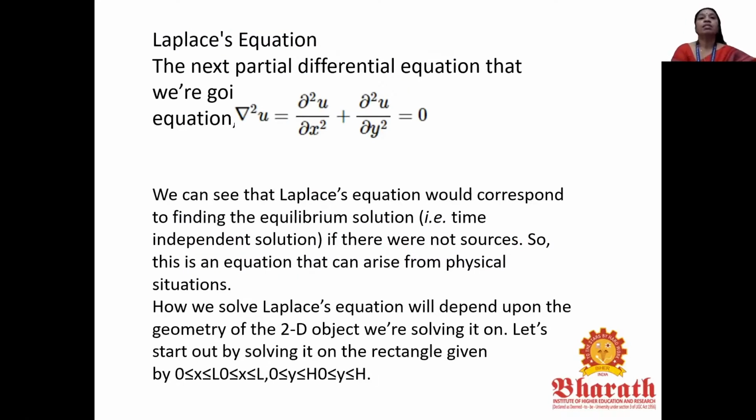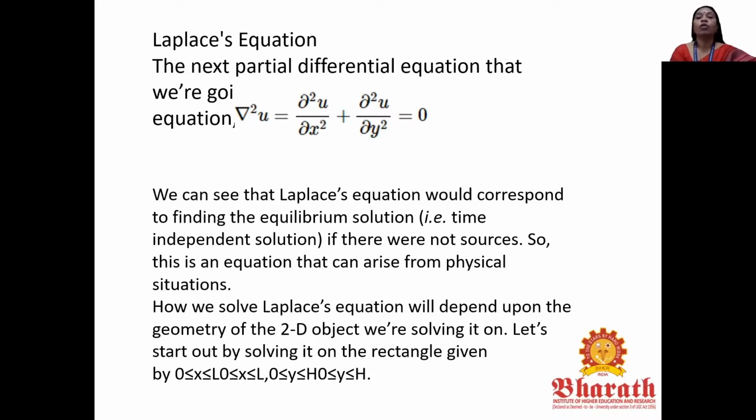Next is the Laplace equation. The next partial differential equation that we are going to see is dou square u, which is dou square u by dou x square plus dou square u by dou y square is equal to 0. So we can see that the Laplace equation could correspond to finding the equilibrium solution, that is a time independent solution, if there were no sources. So this is an equation that can arise from physical situations. How we solve the Laplace equation will depend upon the geometry of the 2D object we are solving it on.